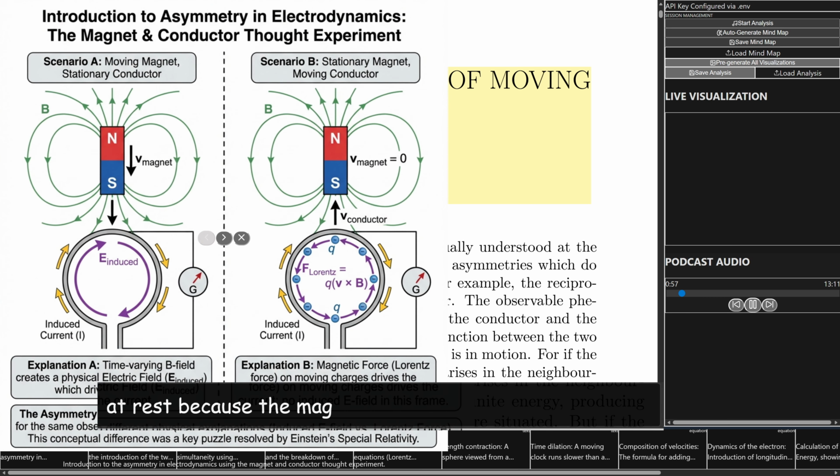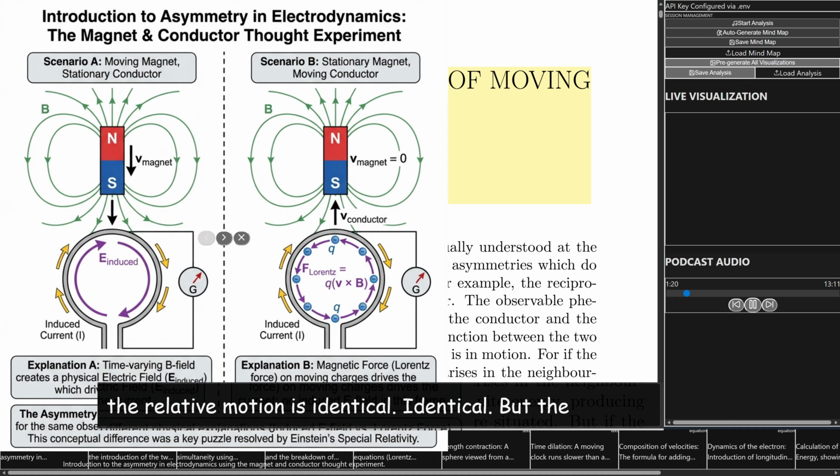Because the magnetic field is changing where the conductor is, Maxwell's equations say an electric field gets created. And that electric field pushes the electrons. It creates a current. Simple enough. Now scenario two. Now we flip it. The magnet is at rest, and the conductor is moving towards it at the exact same speed as before. So the relative motion is identical.